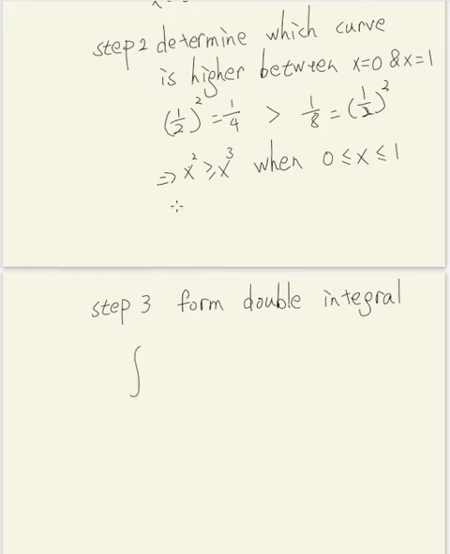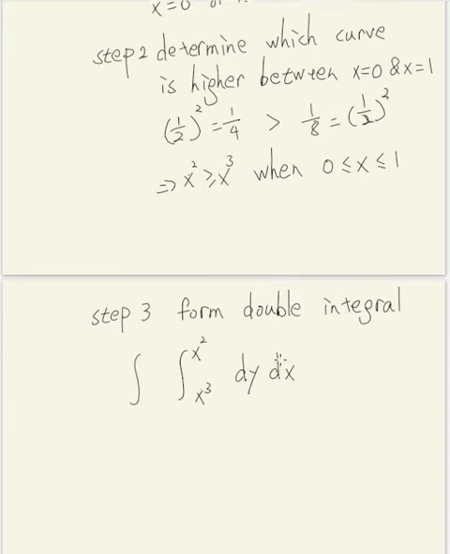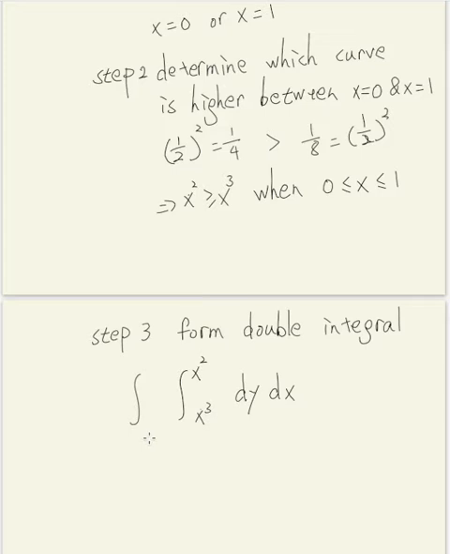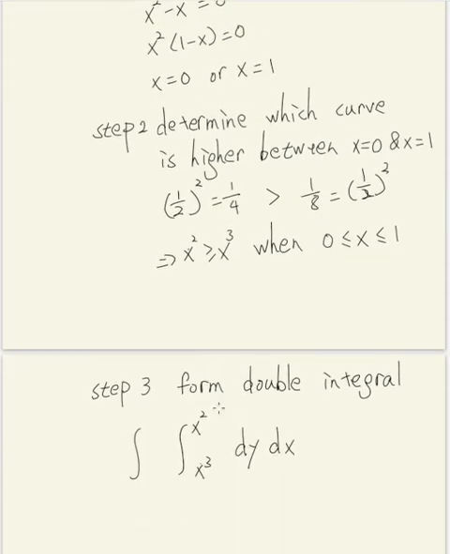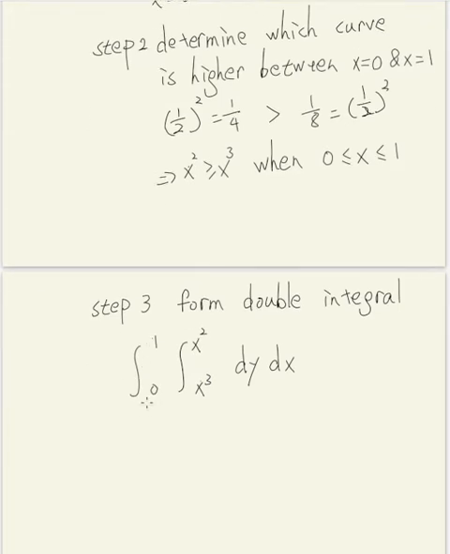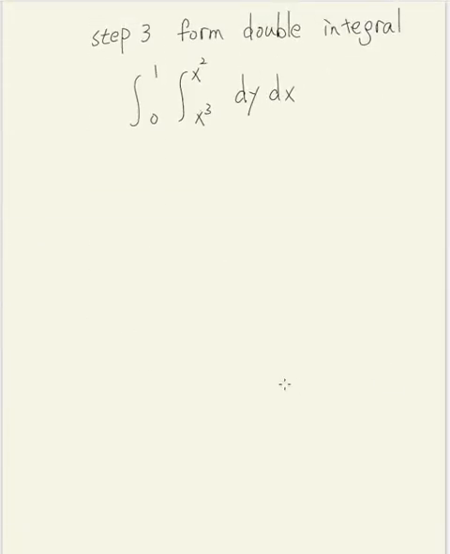Since the curves are functions that depend on x, that means we have to integrate with respect to y first. As we found out in step 2, x cubed is smaller, so it's from x cubed to x squared. The integrand is 1, integrated with respect to y, and then x. The boundaries for the integral with respect to x are just these two intersection points, from 0 to 1. If you're wondering about the graph, it looks something like this.